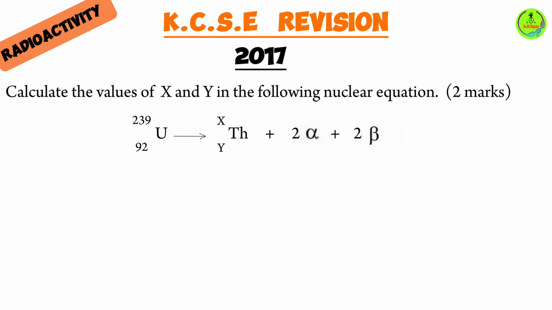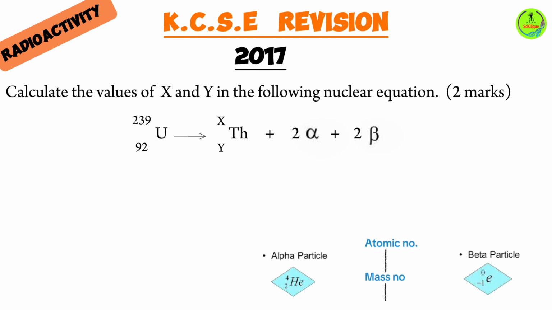Now, whenever you get such a question, just go to the corner of your paper and write this down. Alpha radiation, beta radiation. What happens to the atomic number during the release of an alpha particle? It decreases by 2. What about the mass number? It decreases by 4. Beta radiation, what happens to the atomic number? It increases by 1. There is no effect on the mass number.